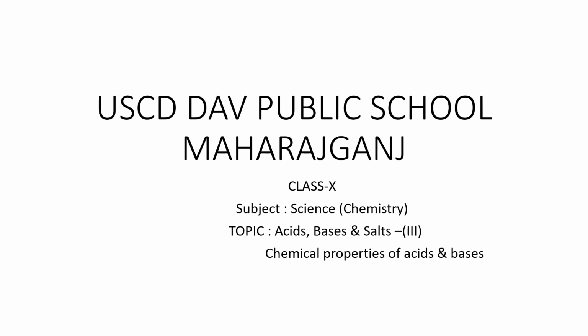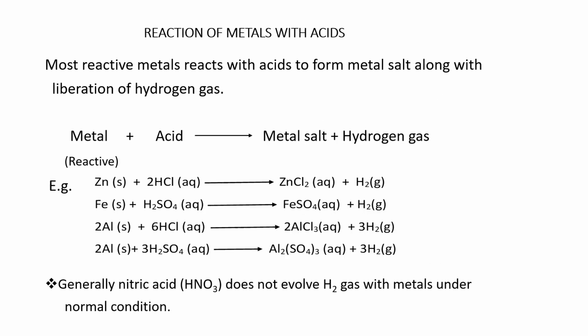Today we are going to start the new topic in the chapter acids, bases and salts. Our topic is chemical properties of acids and bases. So let us come on to the first type, that is the reaction of metal with acids.